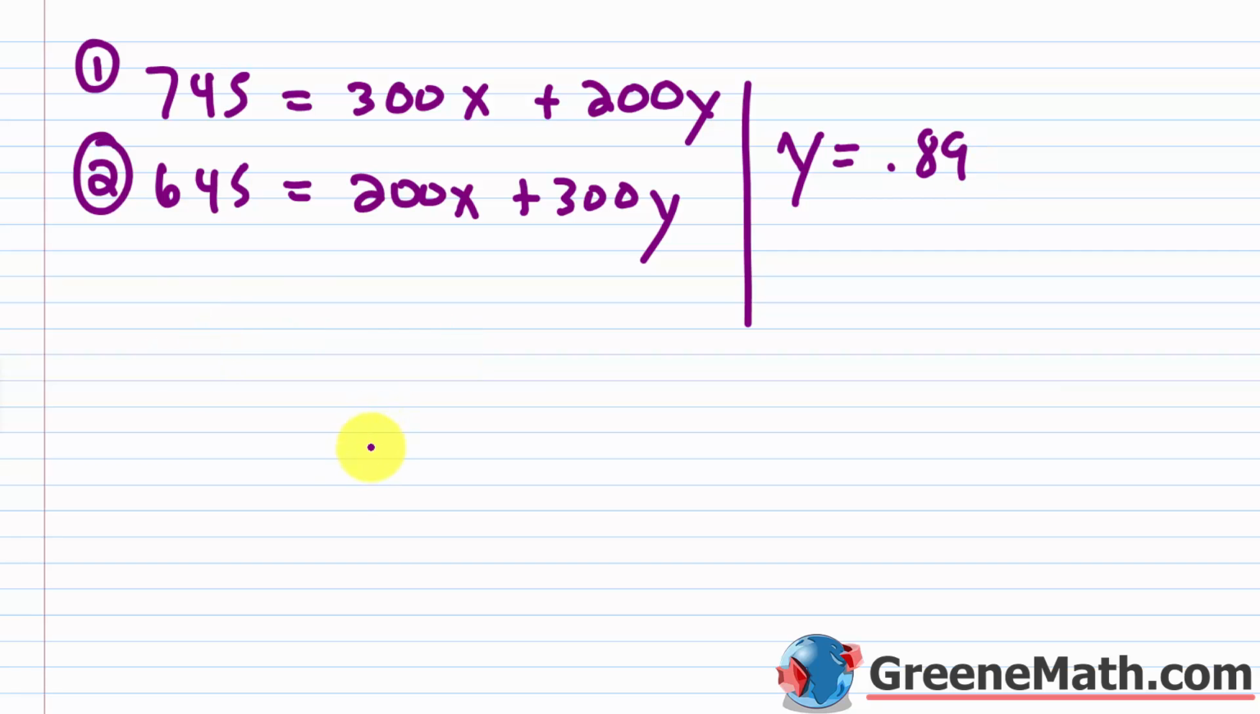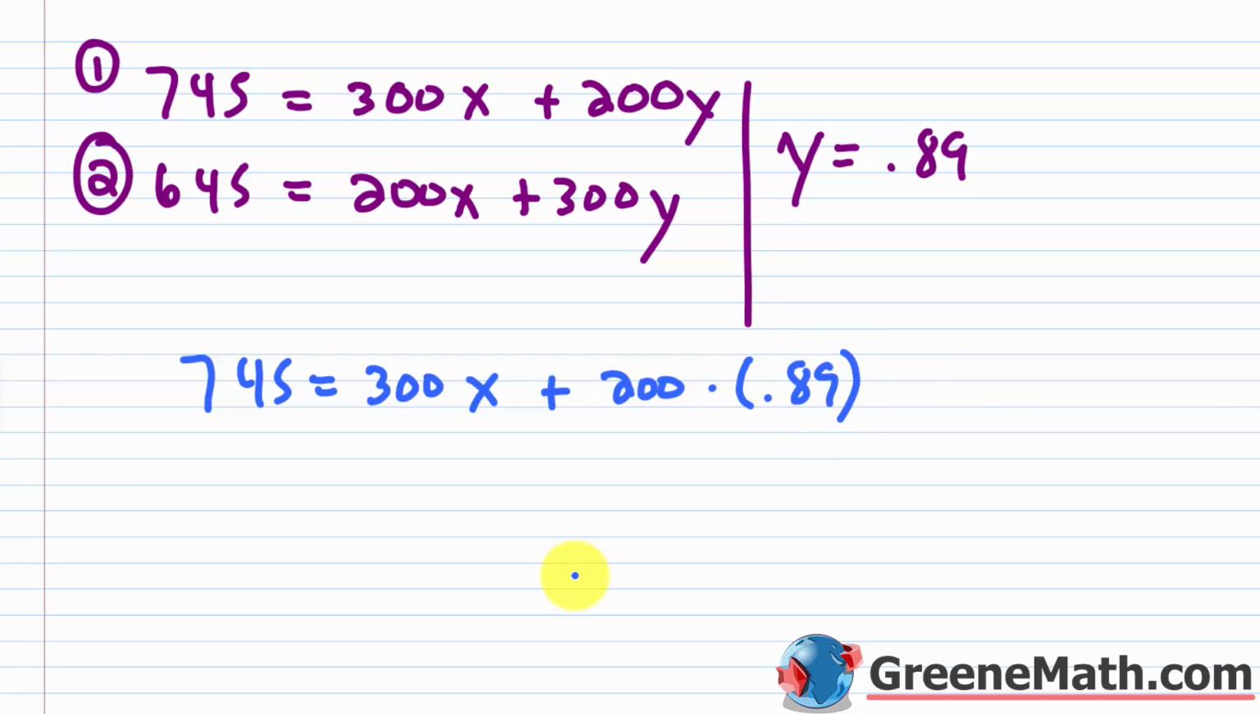Okay, so now we need to find out x, and of course I could just plug into either equation 1 or 2. So I'm just going to use equation 1. So 745 is equal to 300 times x plus 200 times your 0.89. Or again, you can do this in fractional form if you want. Remember, this was 89 over 100, okay? So that allows me to just cancel this with this and get a 2. And then 2 times 89 is 178.